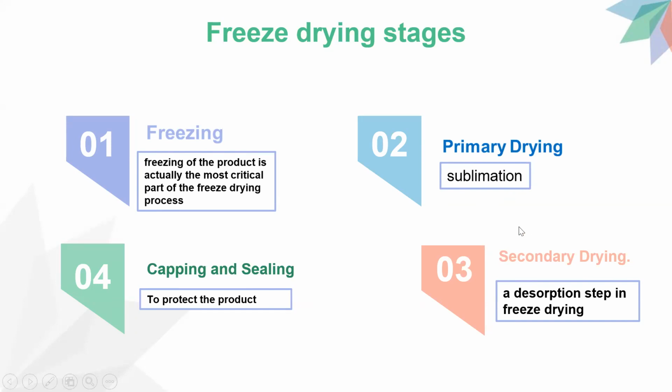The remaining water can be removed again in the third stage, which is the secondary drying, or called the desorption step in freeze drying. This step is very important in the freeze drying process. This step also requires further reduction in the pressure below the triple point in order to remove the excess moisture present in the sample. In this process, the water that is difficult to be removed in the primary drying can be removed here in this third stage. Then after getting the final product, which is the freeze-dried product, the capping and sealing is very important, which is the fourth stage of the freeze drying, in order to protect the product due to the hygroscopic nature of the freeze-dried product.